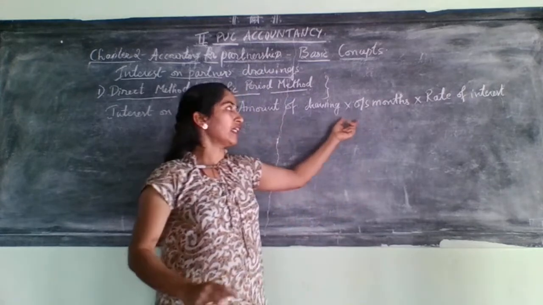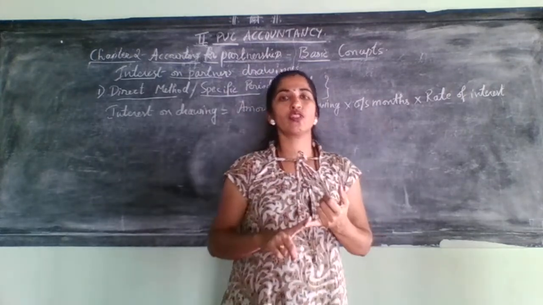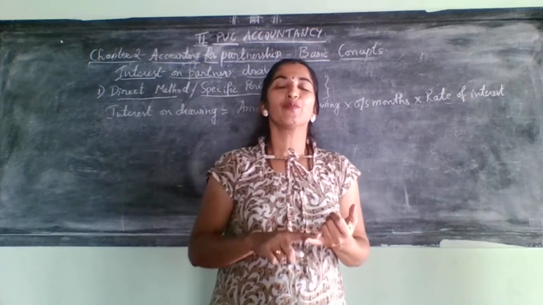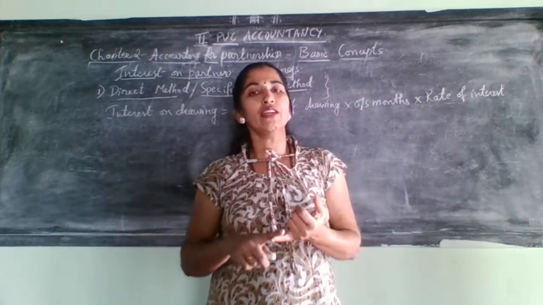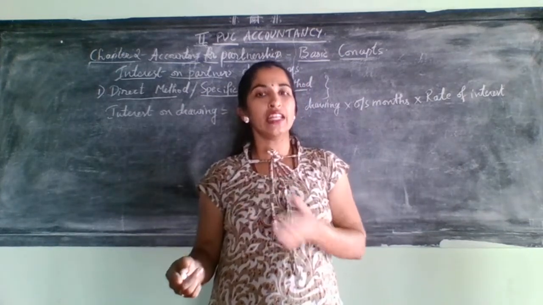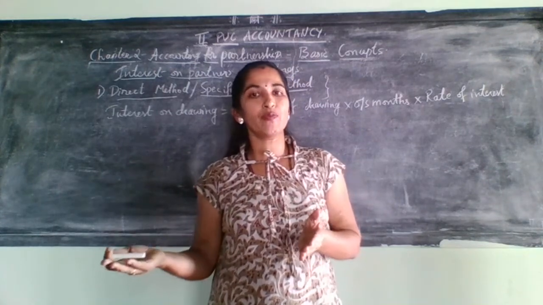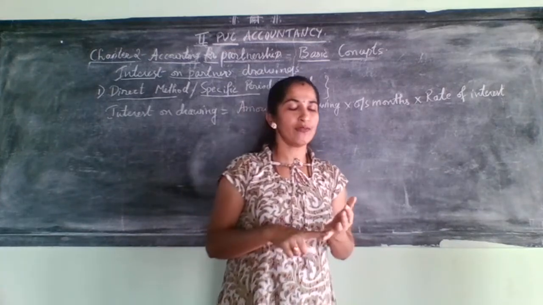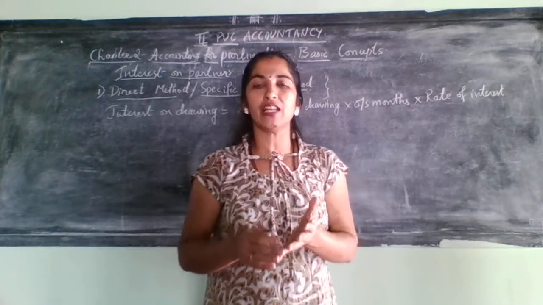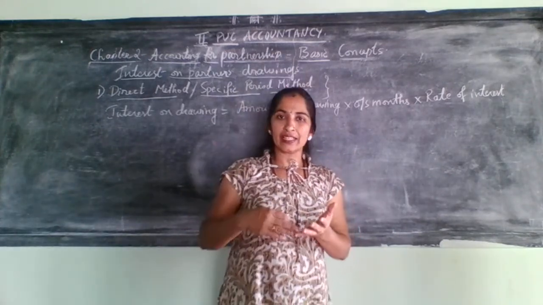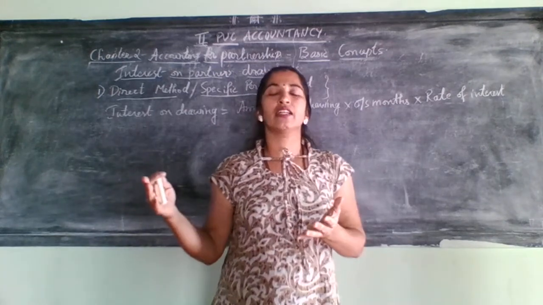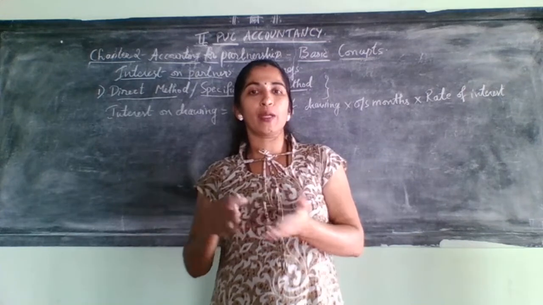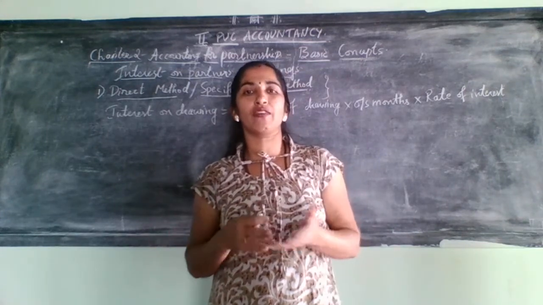So to calculate outstanding months, you should consider the date, whether it is at the beginning or at the ending. If it is at the ending, then leave that month and start from the very next month. If the amount of drawing is at the beginning of the month, then add that month and count till the end of the accounting period, the year ending date, whatever they have given.